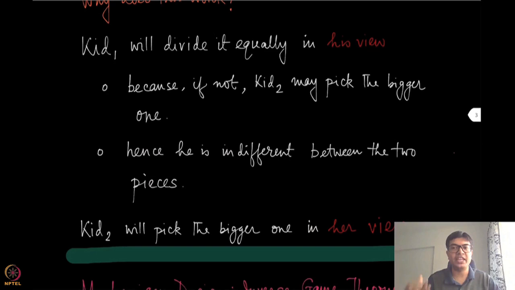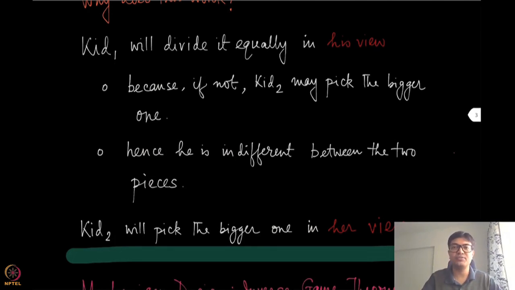Kid two will also be happy because she gets the first piece to pick. If in kid two's view one of the pieces is larger, then she gets to pick that larger one. She will not be envying the piece that kid one gets. So this will solve the problem for both these people. Nobody will envy each other's pieces.